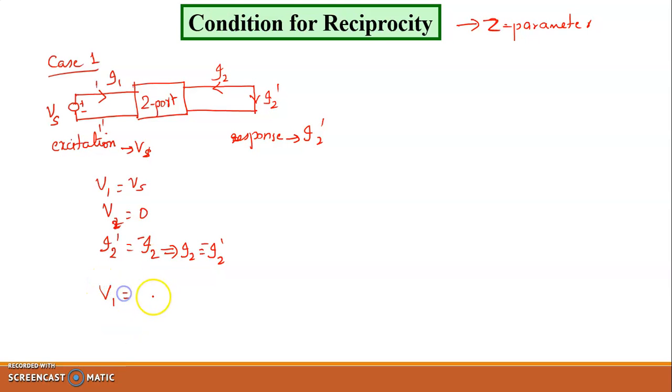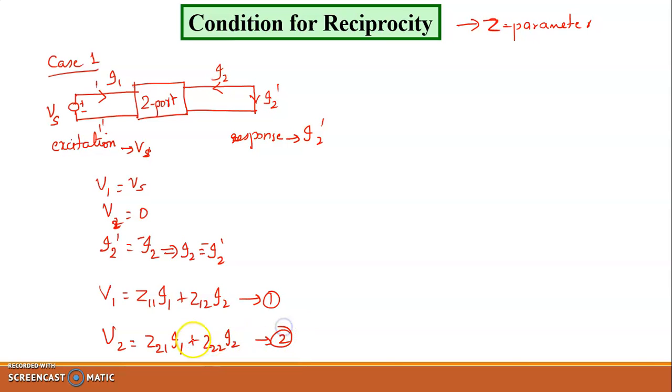From this I can rewrite the equations. The equations representing Z parameters are V1 is equal to Z11 I1 plus Z12 I2; let it be equation 1. The second equation is V2 is equal to Z21 I1 plus Z22 I2; let this be equation number 2. These are the equations representing the Z parameters. Now from equations 1 and 2, I need to substitute these conditions.